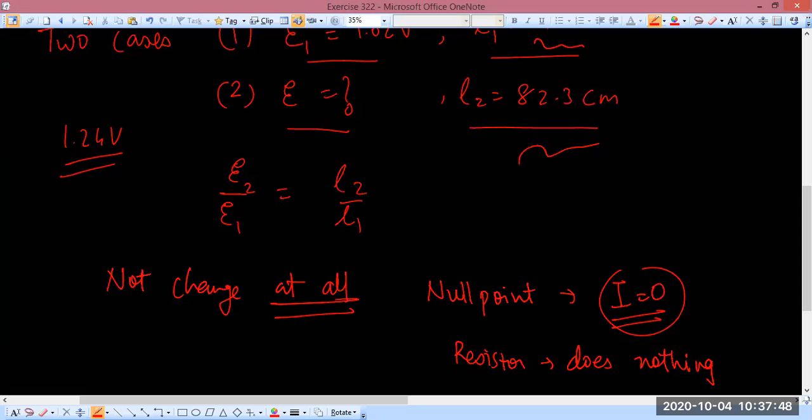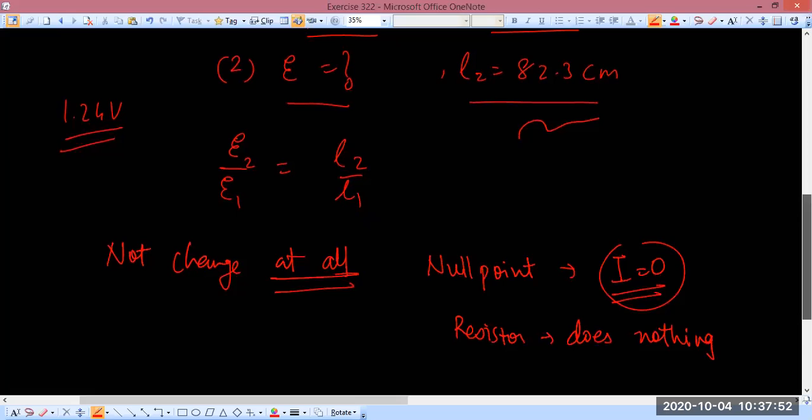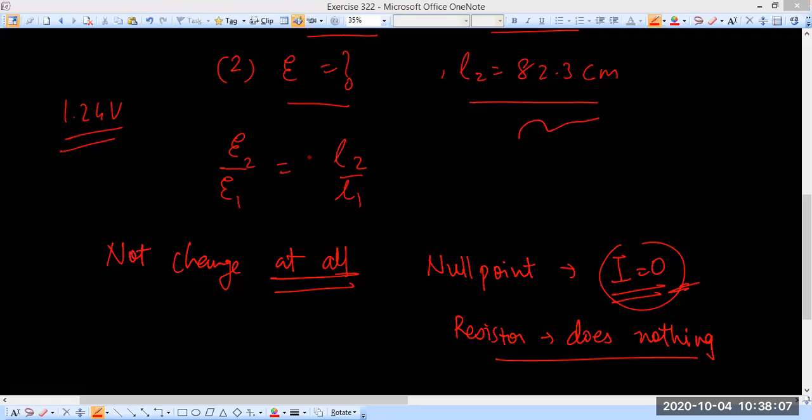I think you understand what I'm saying, right? If the current is zero, the resistor does nothing, right? It cannot even waste energy, correct? So it will not have any effect, right? In fact, that's the beauty of this method. Let's go back to the derivation.